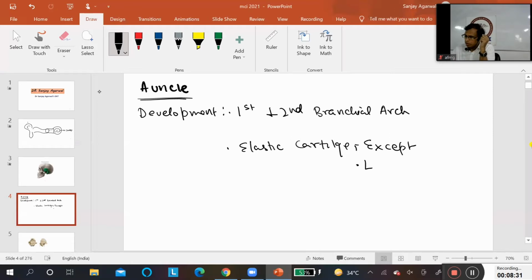One is the lobule. This is not important. The other, which is important, is the incisura terminalis. This name is very important, incisura terminalis. This is a very commonly asked MCQ. Name the part of the pinna that does not have cartilage: incisura terminalis.